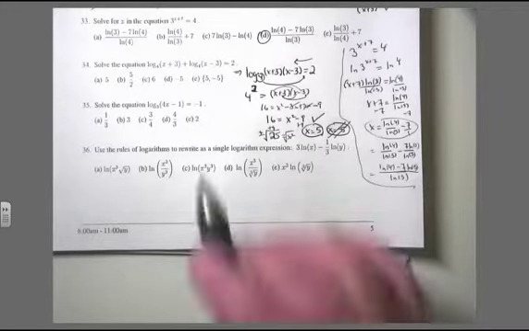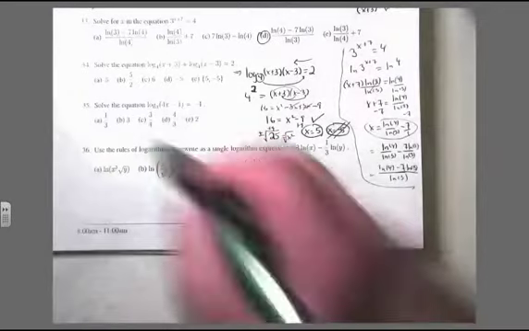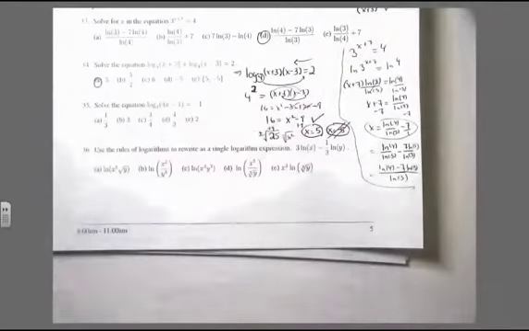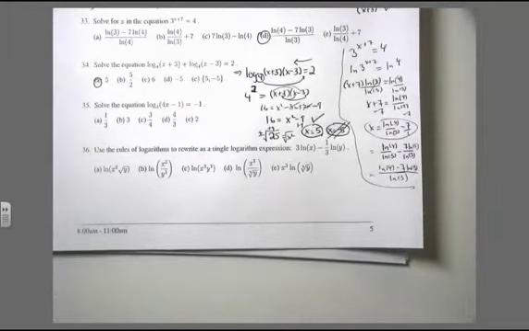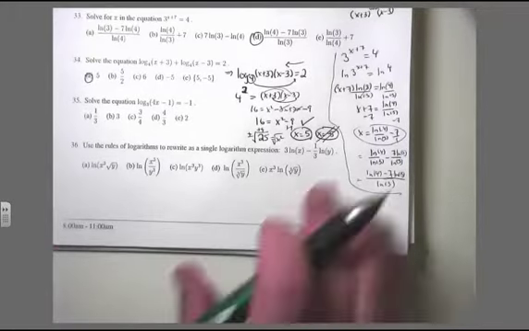But you'll notice here, they put plus or minus 5, -5, positive 5. The only answer is positive 5. Don't forget, on log equations, check your answers. All right?